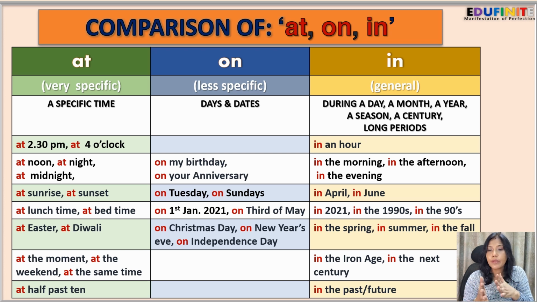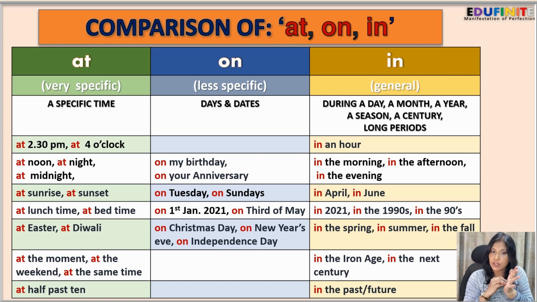And over here, in is used to focus on during the day. That means in the morning, in the afternoon, or in the evening. So that is how we focus on during a day. Now again specific time: at sunrise, at sunset. So these are very specific times, when the sun rises or when the sun sets. And as we said, on is used to tell us about days. So we say on Tuesday or on Sundays, any weekday. But in is used to talk about months. So in April or in June or in any other month.